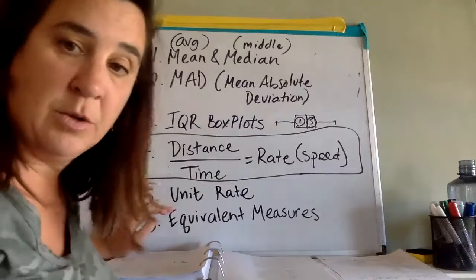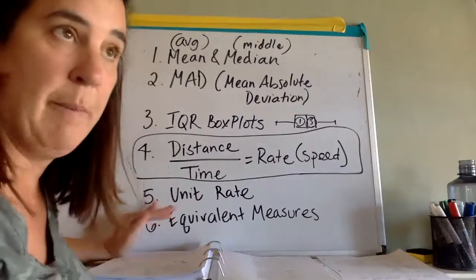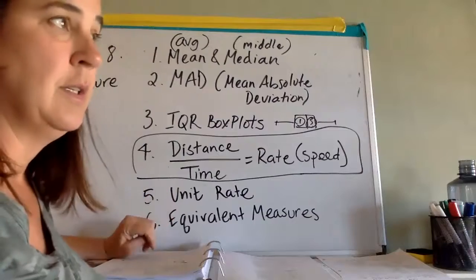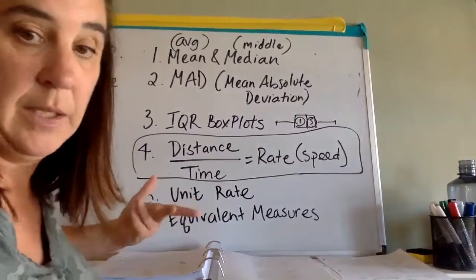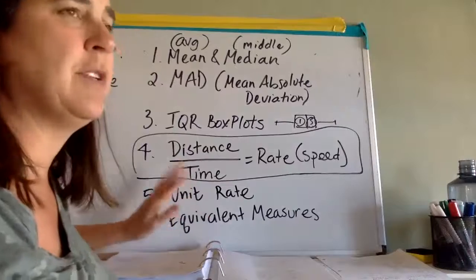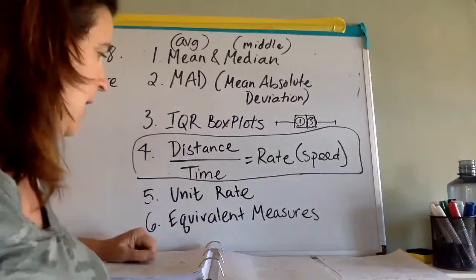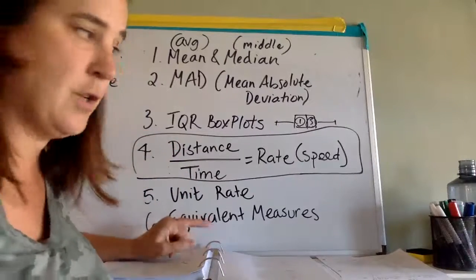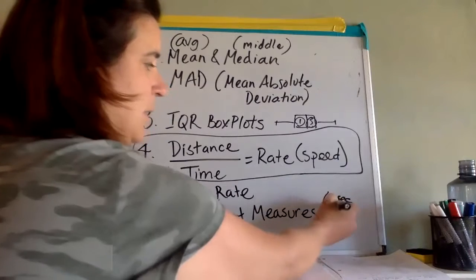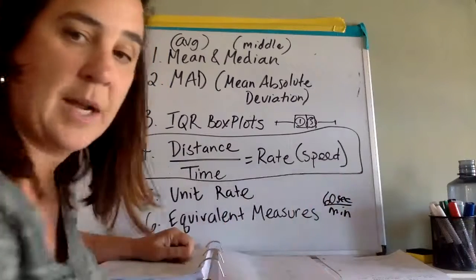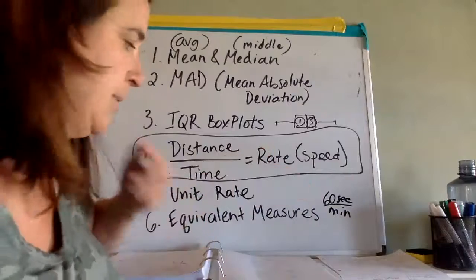Talked a little bit about unit rate, something per hour or per bag or per whatever. Doesn't always have to be time or running distance. I mean, it always has to be time, but it doesn't always have to be distance. And then at the very end, we talked about equivalent measures. So you have to measure like 60 seconds in a minute. You can't compare seconds and minutes. You have to compare minutes and minutes.